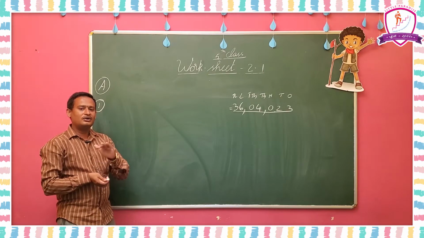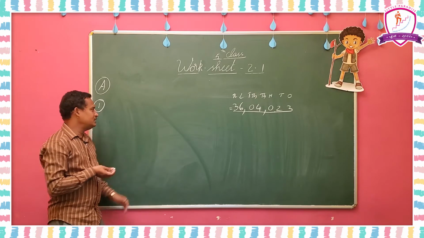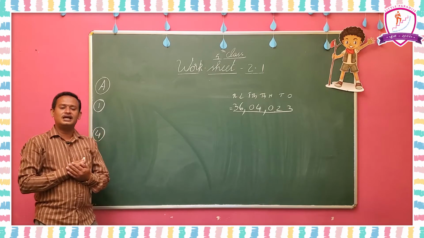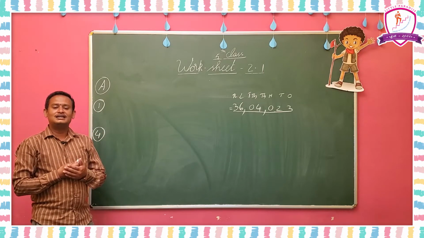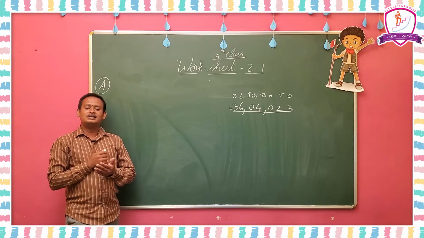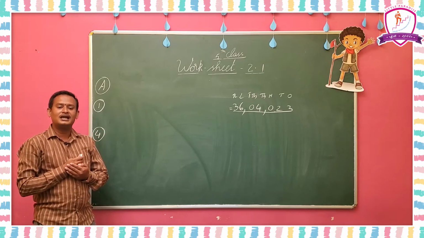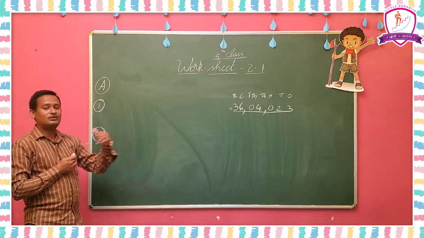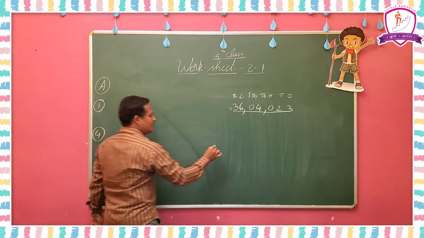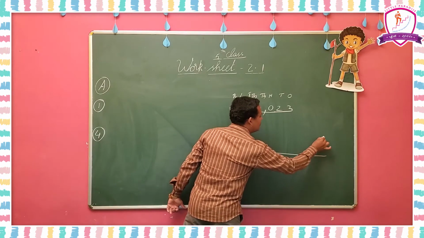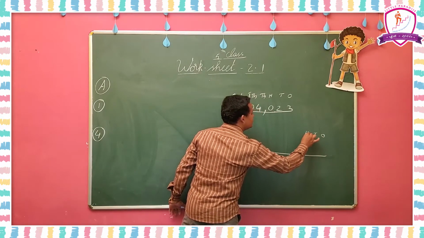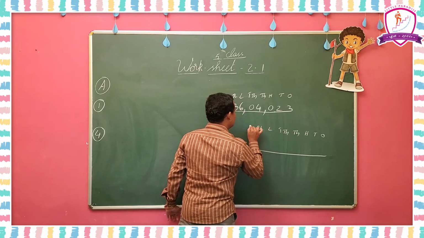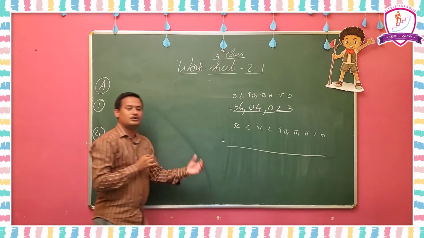Understood? Now I am going to explain the fourth one also. Observe the fourth one here. Read the question: 10 crores 30 lakhs 53,711. Up to the 10 crores place you have to write the places. Then I am going to write the places here: ones, tens, hundreds, thousands, 10,000s, lakhs, 10 lakhs, crores, 10 crores.